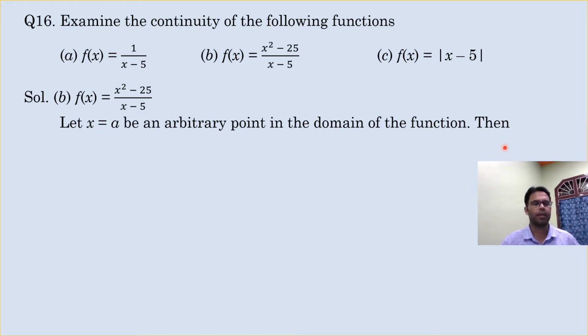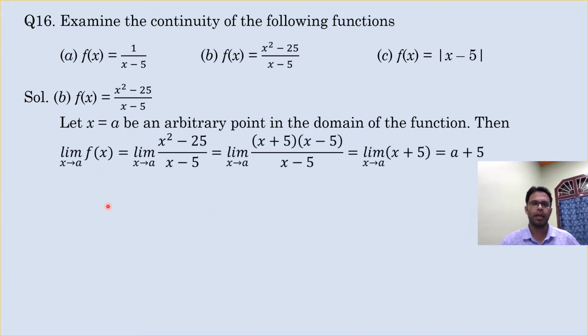Then find the limiting value of the function: the limit as x tends to a of f(x). Before finding the limit, we know the method: we are to simplify this function. It is actually (x - 5)(x + 5) over (x - 5). So x - 5 is cancelled, x + 5 remains, and using the limit, it is simply a + 5. So the limiting value of the function is a + 5.